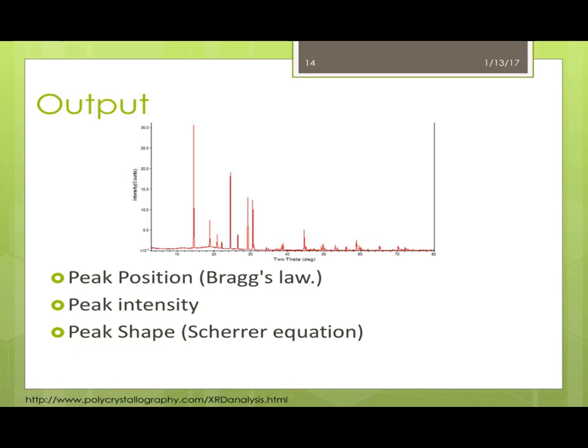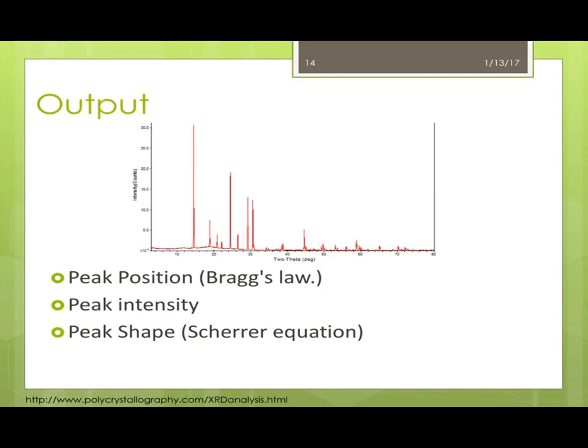The peak intensity is based on counts, which is the number of X-rays detected for a given peak position. The intensity is determined by the atoms that are present in the diffracting angles. Therefore, intensity gives insight on the elements that are present in your sample. XRD also takes into account the width and the shape of the diffraction peaks by using the Scherrer equation.